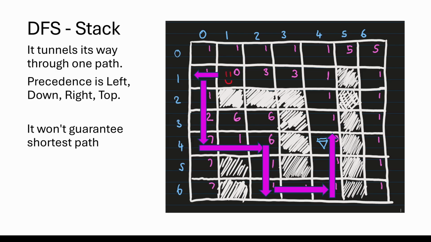But you'll notice that DFS doesn't guarantee the shortest path, because we could have taken this path here, but DFS couldn't identify that. If I changed the precedence to right having the highest priority and then down having the second highest, it would have found the shortest path. But that will only work for this specific maze, and it won't guarantee to find the shortest path in other mazes. So we need a better algorithm.